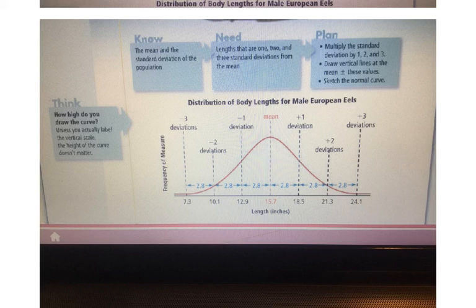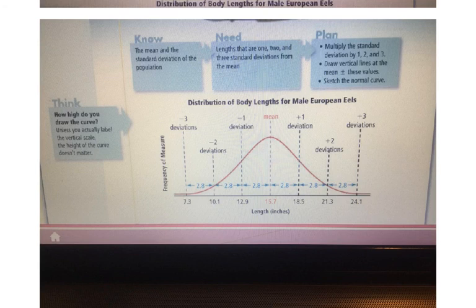So when we draw these normal distribution curves, I want you to start by drawing the normal bell curve. Then I want you to go and put where the mean is. Remember, the mean should be at the highest point. And then work on your standard deviations.